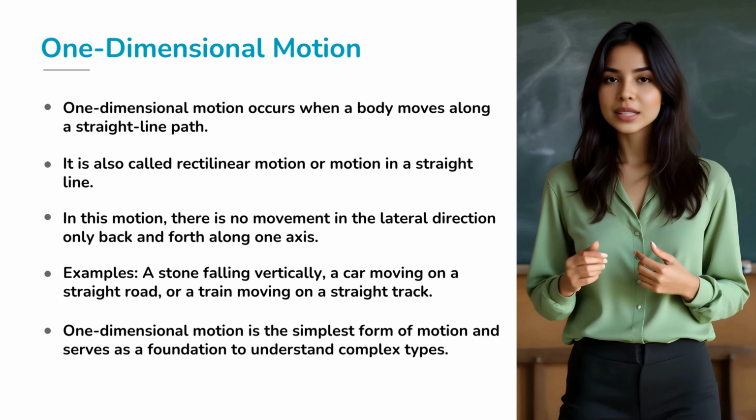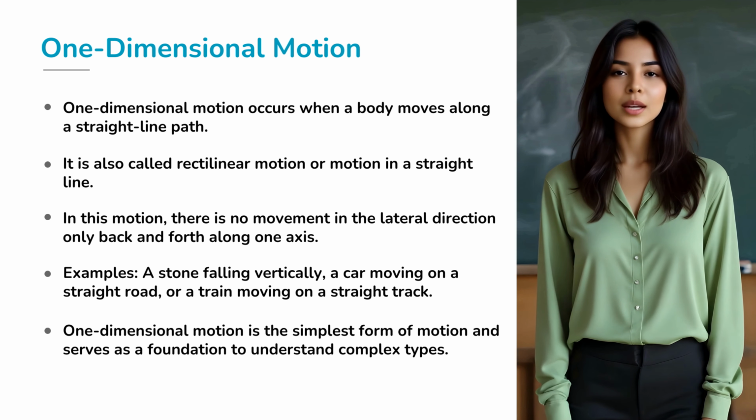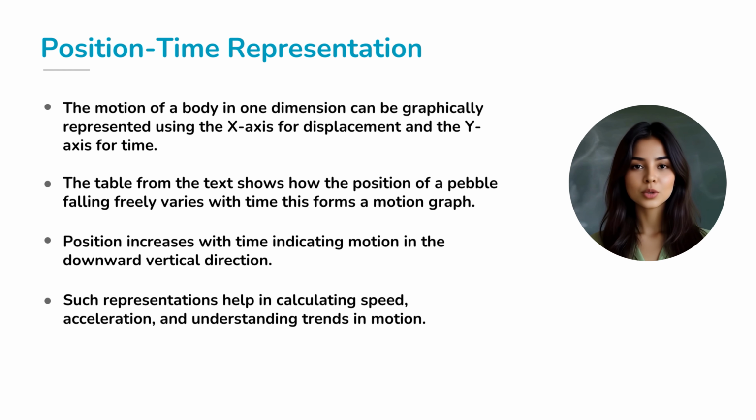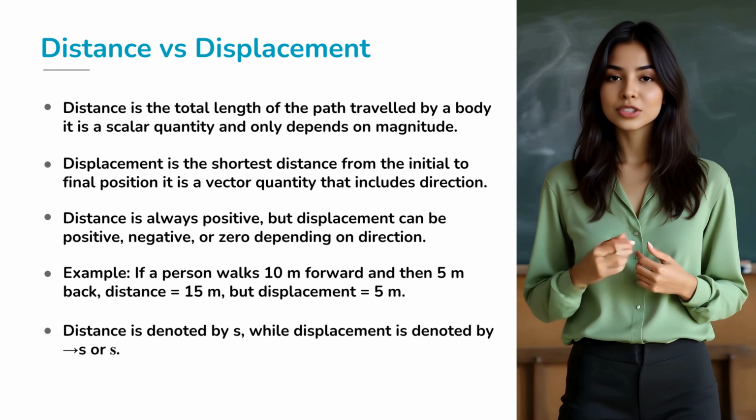And this type of motion is extremely useful. It helps us build our understanding before we move on to two- and three-dimensional motion. So how do we represent one-dimensional motion? We use graphs, simple but powerful tools. On such graphs, the x-axis usually represents time in seconds, and the y-axis represents position or displacement in meters. For example, if we observe the motion of a pebble falling straight down at different time intervals, we can plot its position every second.